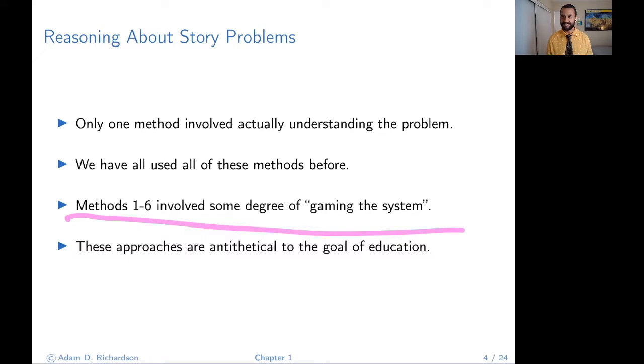What they do is they basically just show that you know how to worm your way through an assessment. But that's not actually knowledge, right? So when we're teaching and when we're learning, we need to be careful that we're not cheating ourselves out of our education. And using methods 1 through 6 is cheating us out of our own education, and your students will be cheating themselves out of their education.